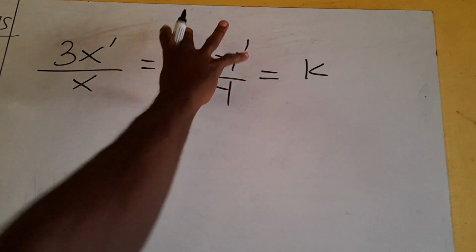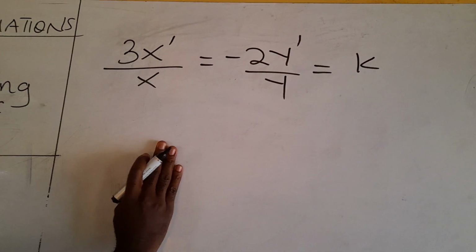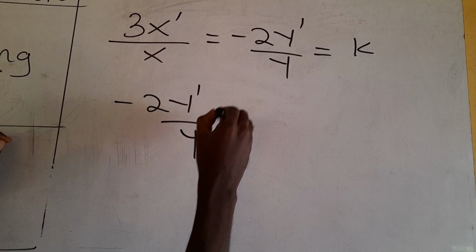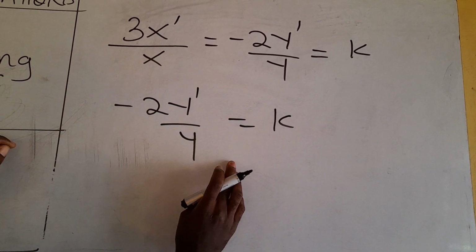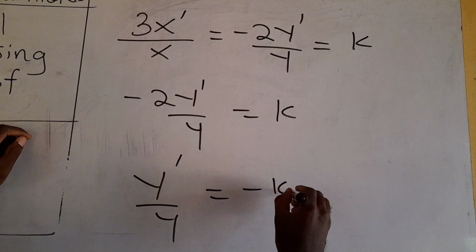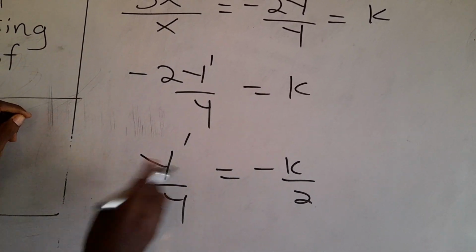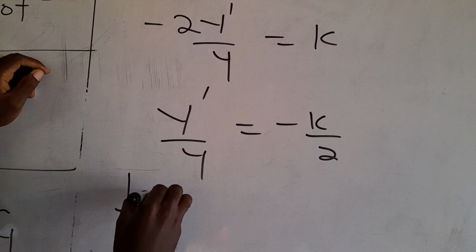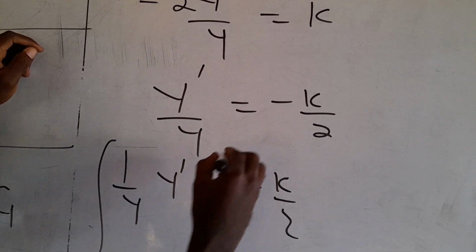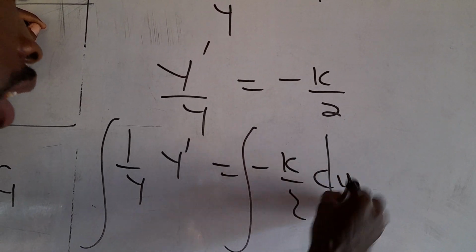So now we substitute these two to k to find the function of y. So we get negative 2y prime over y should be equal to k. We divide both sides by negative 2. We get y prime over y will be equal to negative k over 2. Can rewrite this as 1 over y prime equal to negative k over 2. Then we integrate both sides, dy.